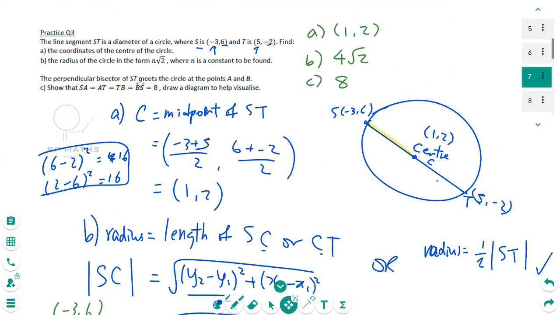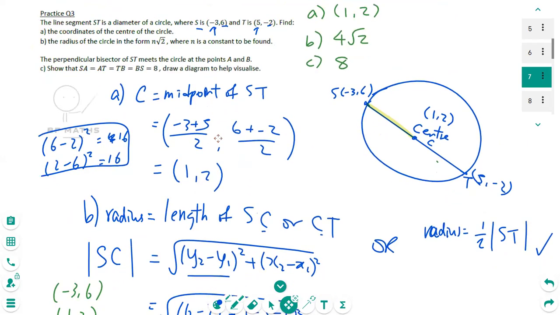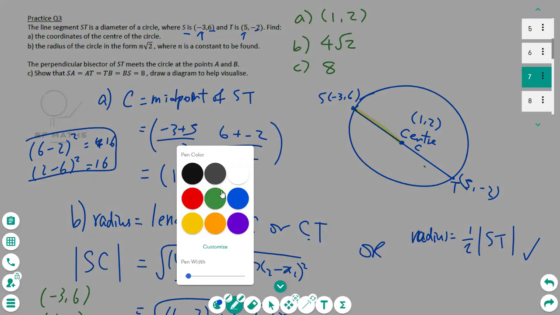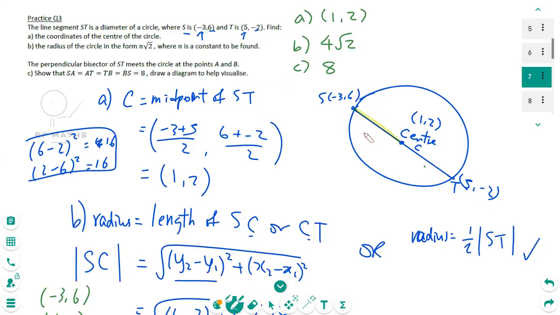The perpendicular bisector of ST meets the circle at points A and B. So let's draw a diagram. We've already done this, so let's draw the perpendicular bisector in. Perpendicular bisector means it must cross the midpoint of ST, which is the center, and it must be perpendicular. So it'll go this way. This is the perpendicular bisector, and the points A and B are, let's say, here and here.